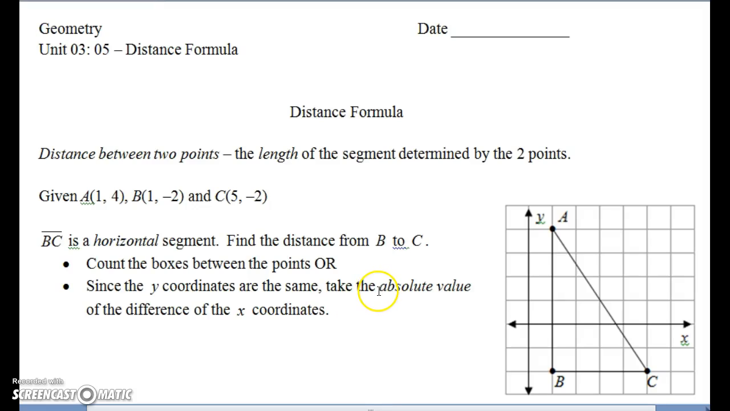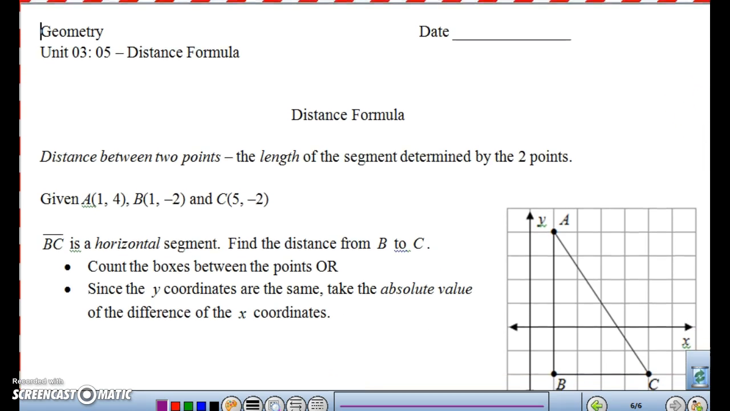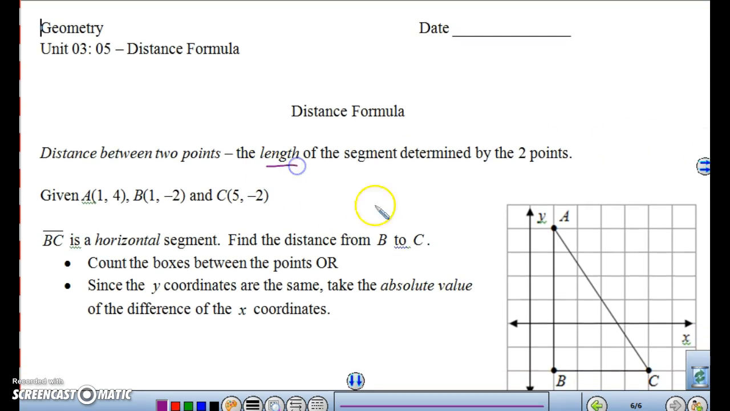This is Geometry Unit 3, Lesson 5 on the distance formula. When we want to find the distance between 2 points, we are actually looking for the length of the line segment that is determined by the 2 points. Remember, the line segment has the 2 endpoints. The distance would be how far it is between them.